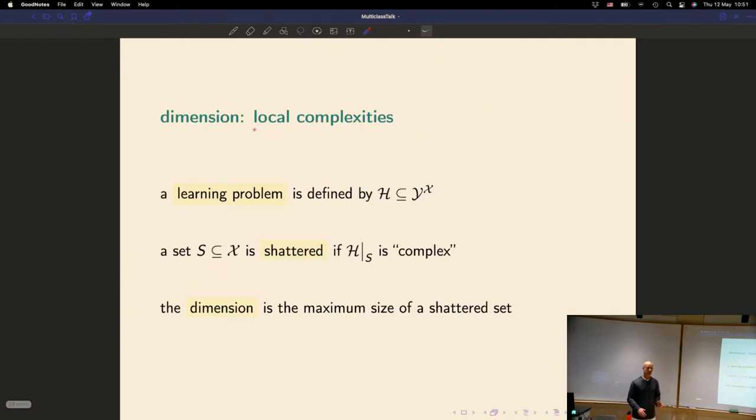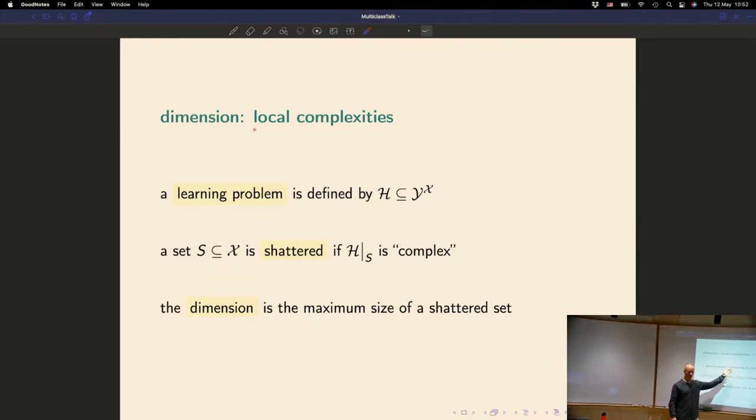And the very high-level method to construct a dimension is something like this. The way we formalize the term learning problem is by this concept class, H. This is the mathematical definition of a learning problem. So this is idea one.